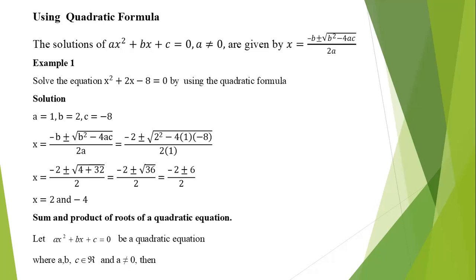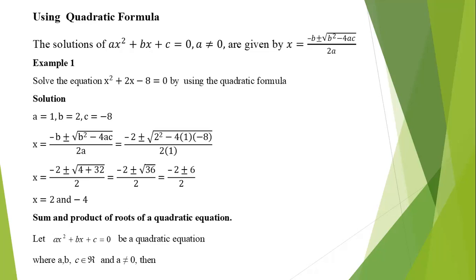Now, if you want to apply it, solve the equation x squared plus 2x minus 8 equals 0. From the equation, we see that my a is equal to 1, my b is equal to 2, and my c is equal to what? Minus 8. If you substitute that into the formula, you are going to see that the values of x are 2 and minus 4.